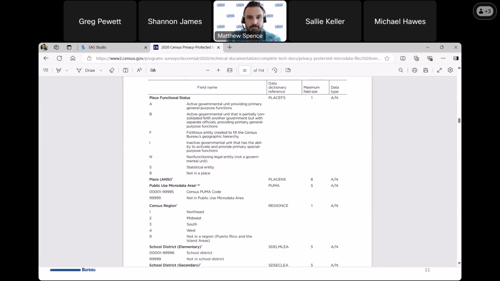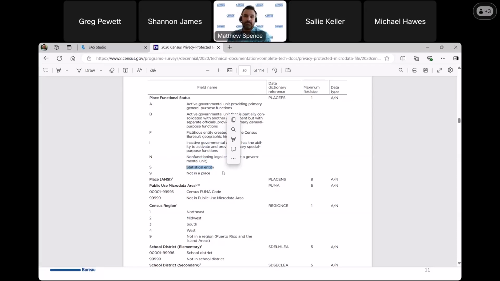We have active government that's partially consolidated. We have F, which is a fictitious entity. I don't know that we have many of those for place, but maybe we do. We have inactive government units and non-functional legal entities and statistical entity. Statistical entity, or S, are those census designated places.